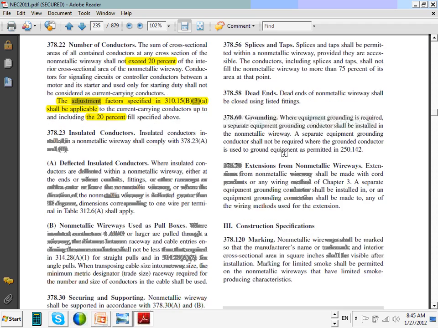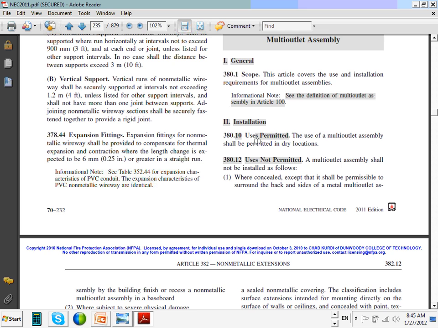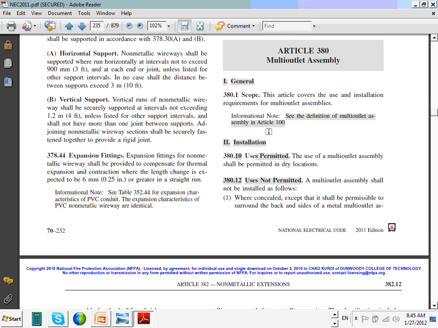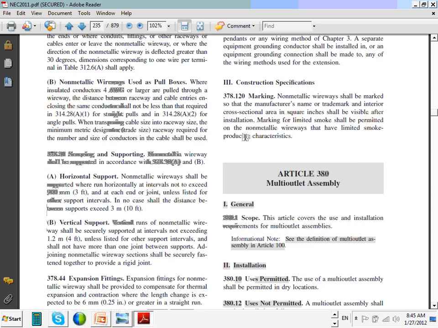Well, actually, this wasn't on our assembly. It was multi-outlet assembly. Here's the code where we define multi-outlet assembly. So I flew through 2 wiring methods. Wireways, metallic and non-metallic, for remodeling only. 20% fill. Derating for the metallic starts at 30 conductors, for non-metallic at more than 3 conductors.